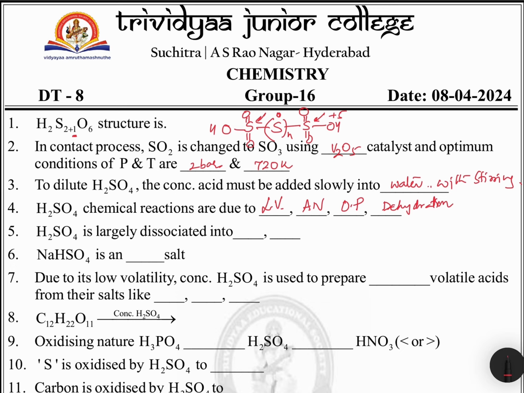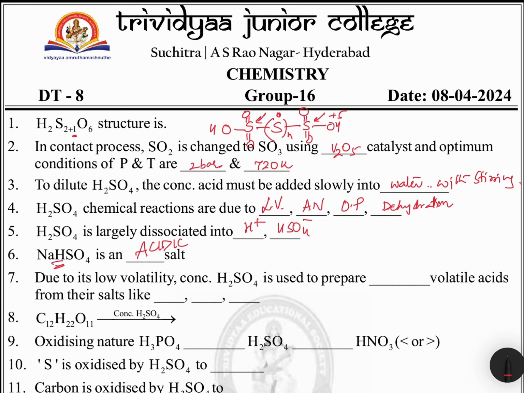H2SO4 is largely dissociated into H plus and HSO4 minus. Ka1 value is very high than Ka2, so it dissociates into H plus and HSO4 minus rather than SO4 2 minus. NaHSO4 is still having a proton to go, that's why it is called acidic salt. Very interesting point. If a salt contains still proton, that is called acidic salt.